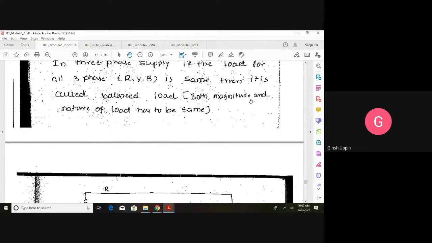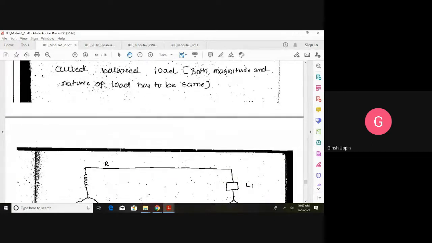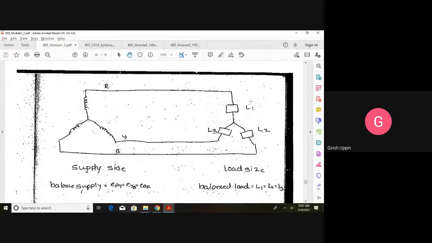So what does the magnitude mean? Impedance should be the same, and nature of the load means the type of load. So this is the diagram, this is the supply side, the balanced supply, and this is a balanced load. Load is what? It consumes the current, so it is going to draw this. It has three phases connected in star. It is going to get the current, which means it is going to consume the power. This is one phase of the load, this is the second phase of the load, and this is the third phase of the load. We call it a balanced load when L1 is equal to L2 is equal to L3. What is L1 means?